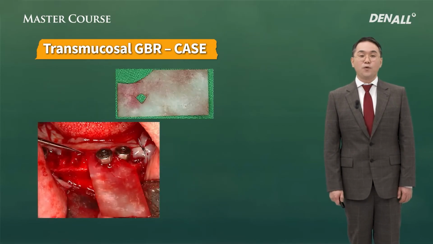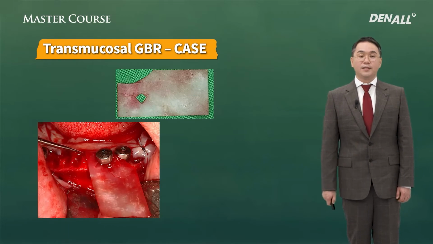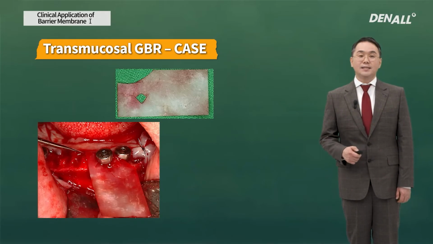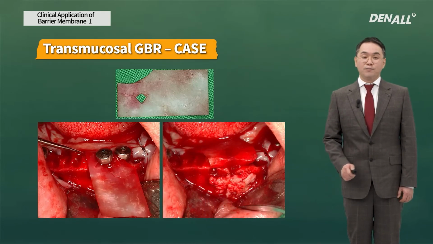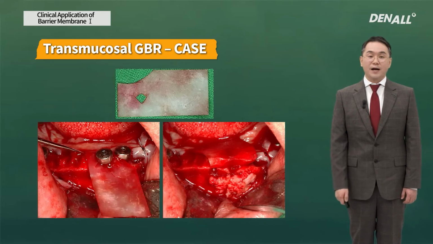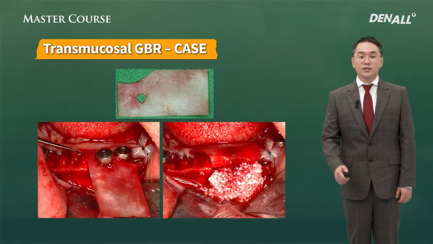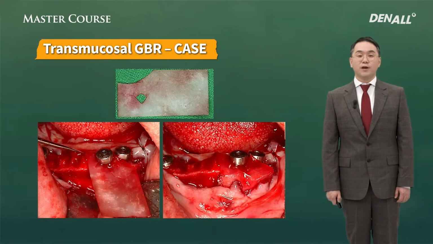A resorbable collagen membrane is trimmed. Holes are made to connect the healing abutments, and it is fixed first. After that, the membrane is raised. The autogenous bone harvested from the adjacent extraction socket is put in around the implant. Xenograft is put in on top of it, and the site is covered with the membrane.